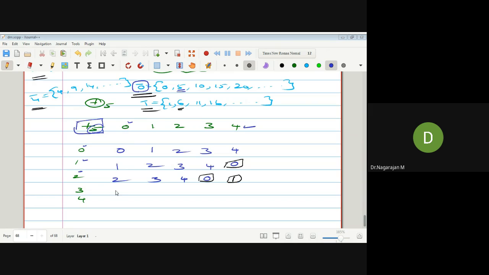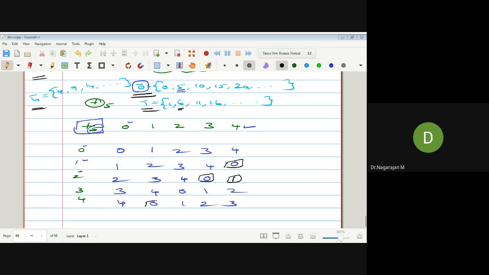3 plus 0 is 3, 3 plus 1 is 4, 3 plus 2 is 0. Next, 3 plus 3 is 1, 3 plus 4 is 2. So 4 plus 0 is 4, 4 plus 1 is 0, 4 plus 2 is 1, 4 plus 3 is 2, 4 plus 4 is 3. Very good.